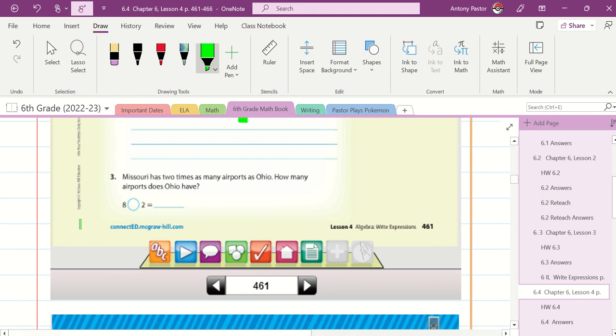Number 3, Missouri has 2 times as many airports as Ohio. How many airports does Ohio have? Again, the keyword there is times. We're using multiplication. Missouri has 2 times as many airports as Ohio. Now, they're setting up numbers here. Let's say that Ohio has 8 airports. Times 2, because Missouri has double or 2 times as many airports as Ohio has. 8 times 2 would be 16. Therefore, Missouri has 16 airports.